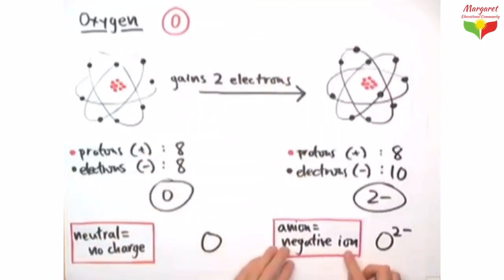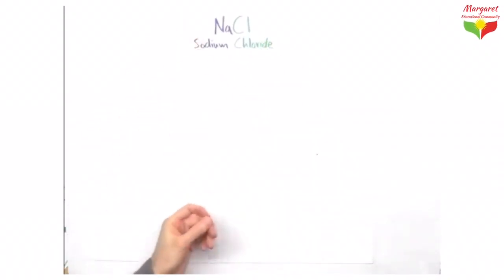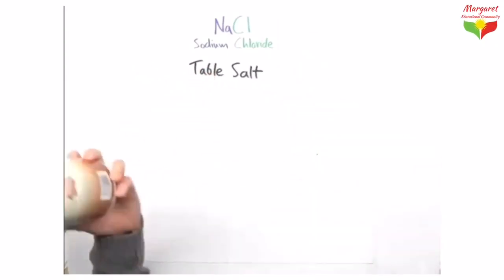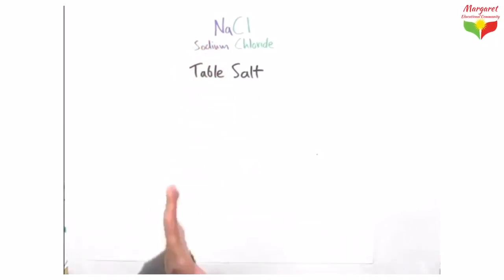Now to learn about ionic bonds, we are going to focus on a chemical called sodium chloride. Sodium chloride is a fancy scientific name for table salt, the stuff that you put on your food. So sodium chloride is made of two types of atoms.